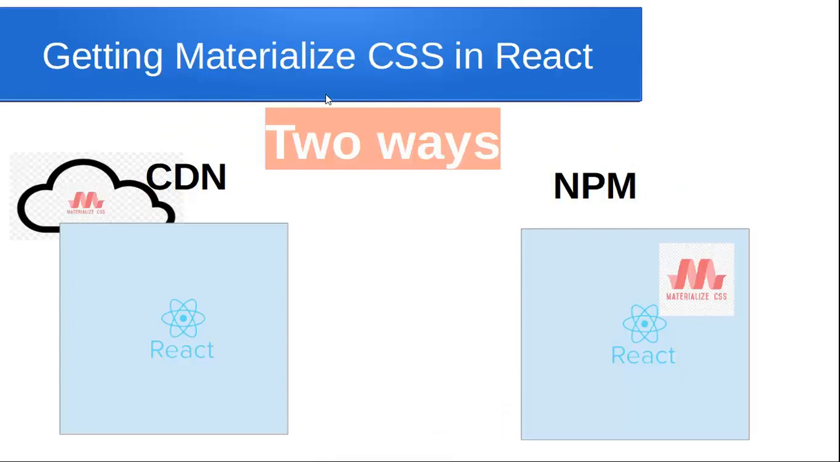I've made some previous videos where I showed you how you can get Materialize CSS into our React application. We identified that there were two ways, the first being the CDN way and the second being the NPM way. With the NPM way, when Materialize CSS is got from its repository, it will reside permanently within our React app. And in this tutorial, in the project, I've actually used the NPM way.